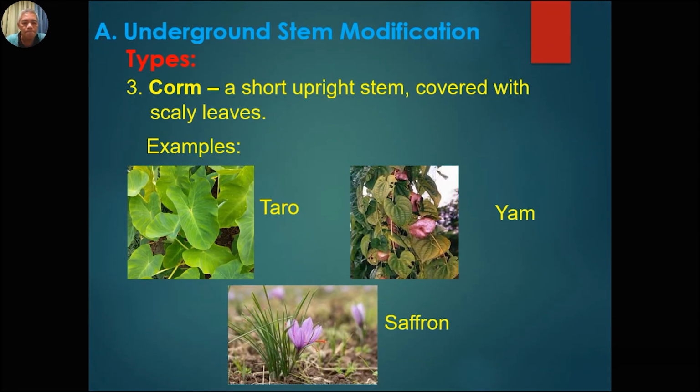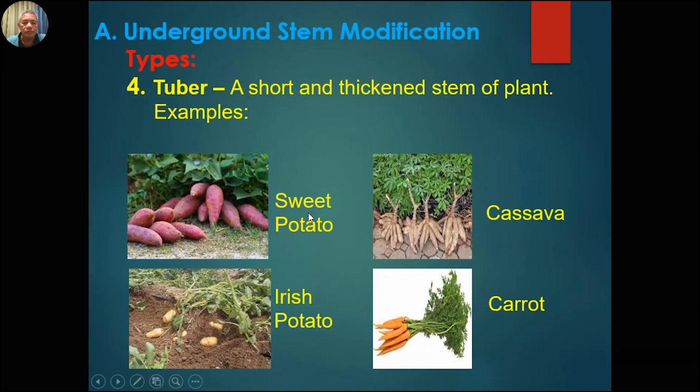Next type is corm. Corm is a short, upright stem covered with scaly leaves. Examples are taro, yam, and saffron. The last type is tuber. This is a short and thickened stem of a plant. Examples are sweet potato, the iris potato or patatas, the cassava, and the carrot.